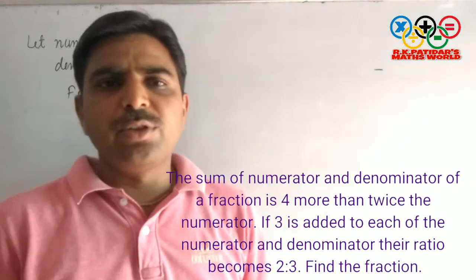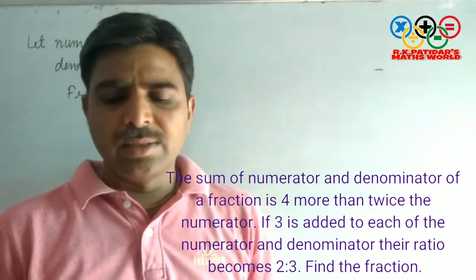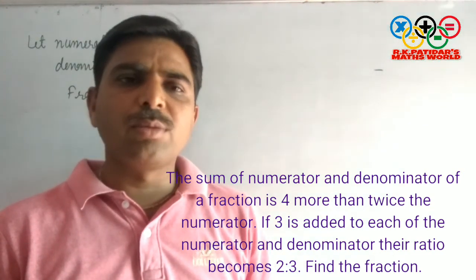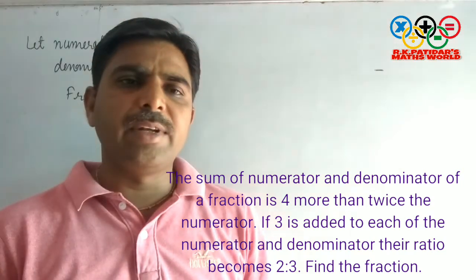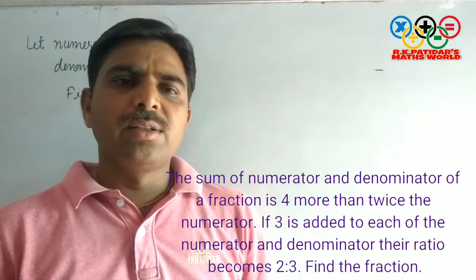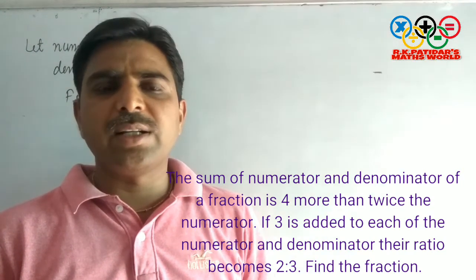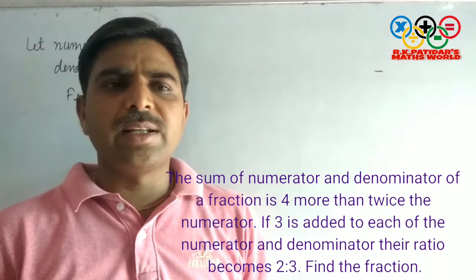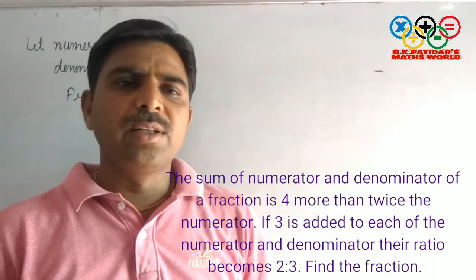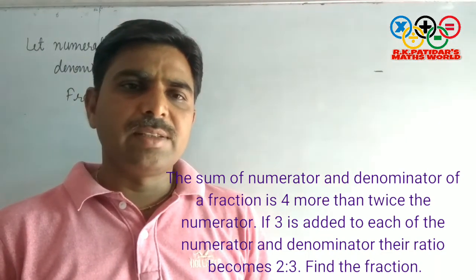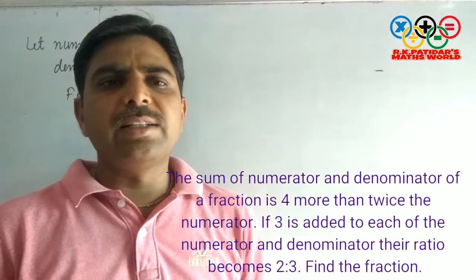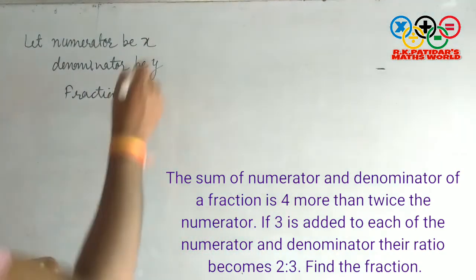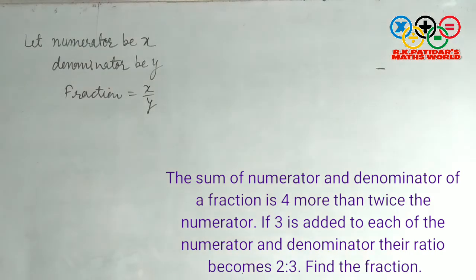Given that the sum of numerator and denominator of a fraction is 4 more than twice of numerator, and if we will add 3 to each numerator and denominator, then the ratio of numerator and denominator will be 2:3. So we will start question with the same assumption. Let the numerator be x and denominator be y. So fraction will be x upon y.